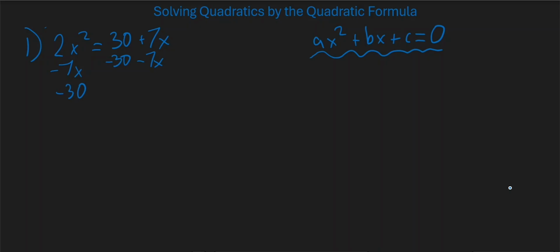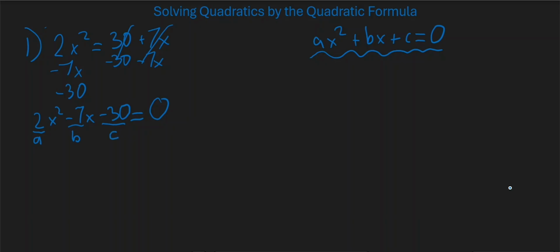Right, so we now have nothing left on the right-hand side. These 30s cross out and the 7x also crosses out. We have a 0 now, and we have 2x squared minus 7x minus 30 on the left-hand side. All right, so we now know what the a term is. The a term is 2, the coefficient of x squared, and the coefficient of x would be the b term, and the c term would be the number at the very end.